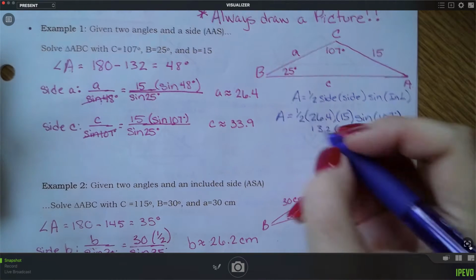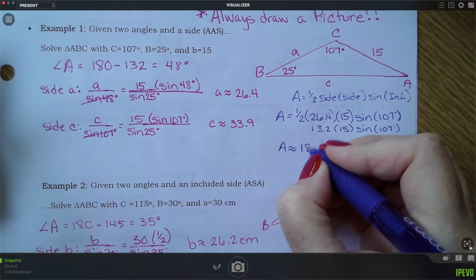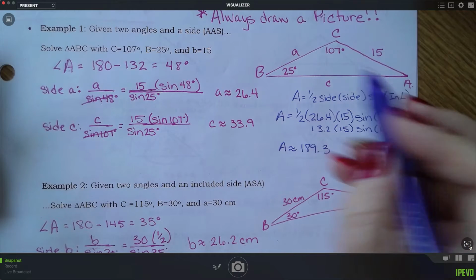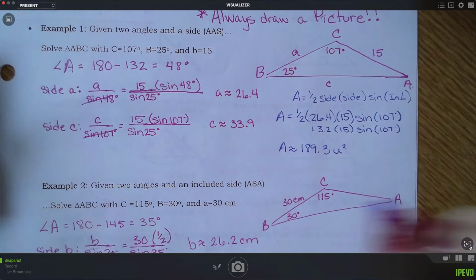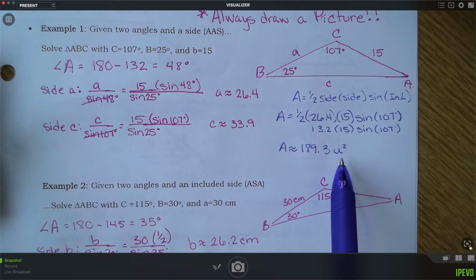I got approximately 189.3 as well. And make sure you're using your approximates. And do I have any units here? So, units squared. I'm not going to be picky on here, but I do need to be picky on the area because we need to remember it's units squared, correct?